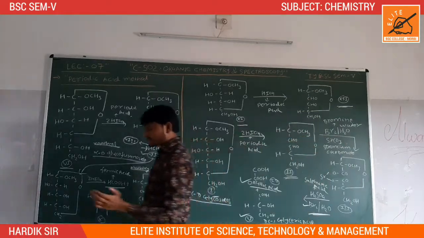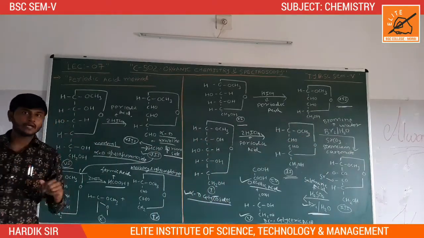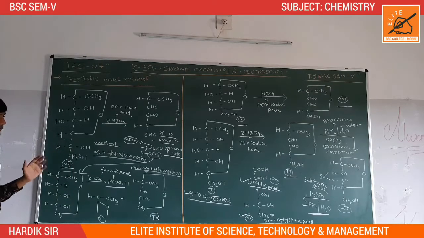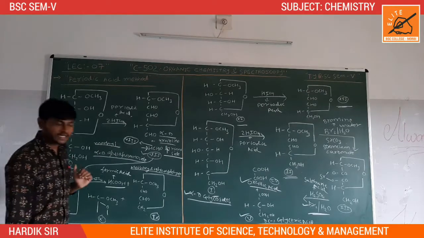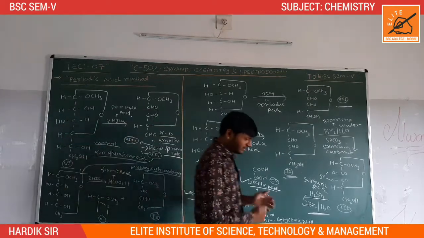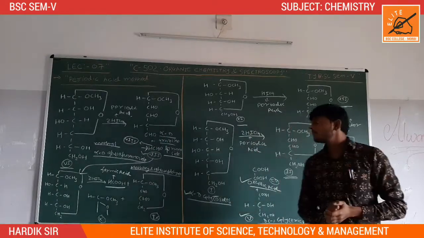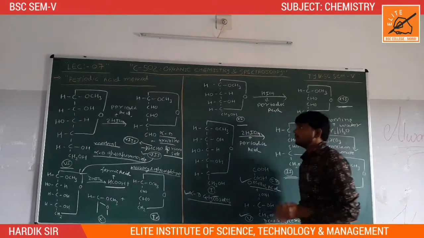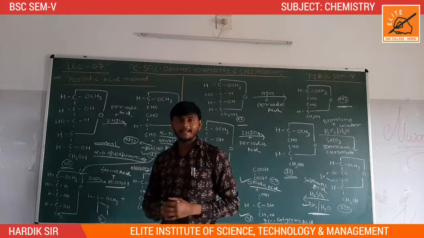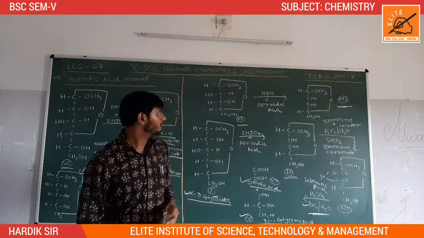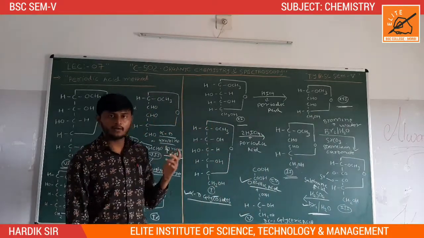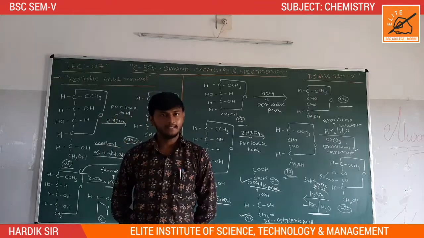So these are some examples of the periodic acid method. It is used for determining the ring size of the glycosides and the linkage of the glycosides. So this is the periodic acid method, and we have learned about some examples of the periodic acid method.